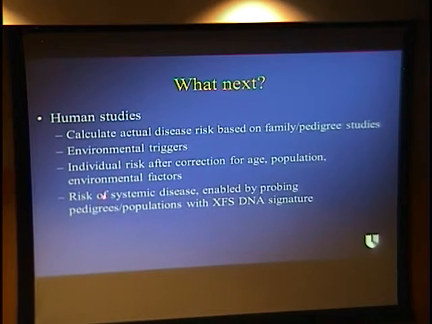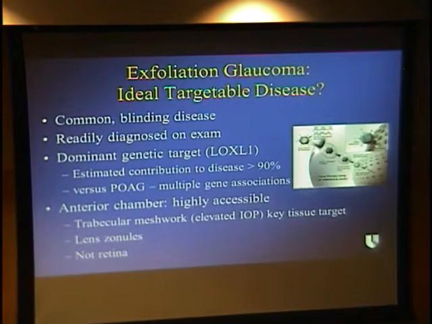And we can look at the role of systemic diseases if we know what's functional as well, because many of the people that we're studying are younger than the age that normally would demonstrate exfoliation syndrome at all. It seems to me, at least, and to others, that LOXL1 and exfoliation glaucoma syndrome is the ideal disease to target for gene therapy. It's common, it's blinding, it has a major phenotype, it's readily diagnosed on exam. There's a dominant genetic target, which is LOXL1. Again, this gene is responsible for 90% of the genetic effect of the disease.